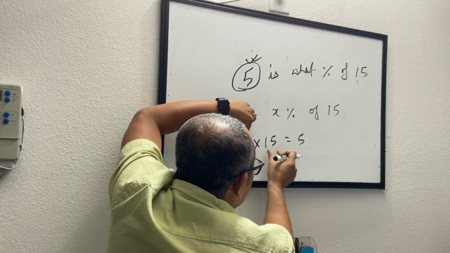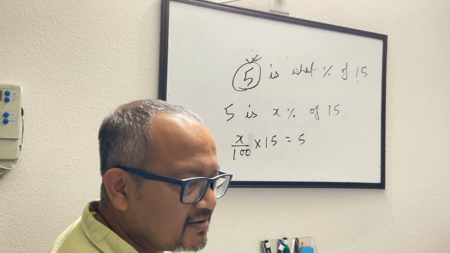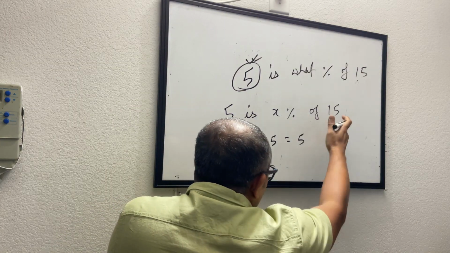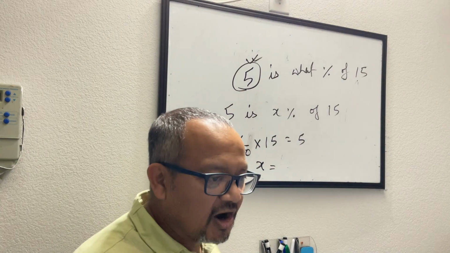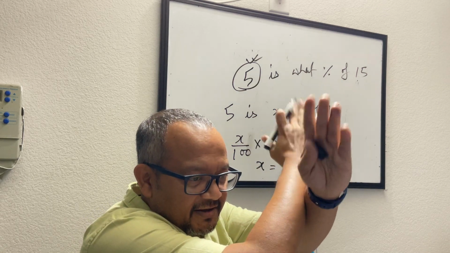X% of 15 is 5. Now let's find out how much is X. Meaning I will keep X on this side, everything else goes to that side. How does it travel? Like a butterfly.